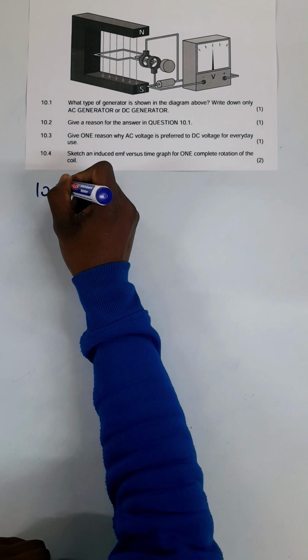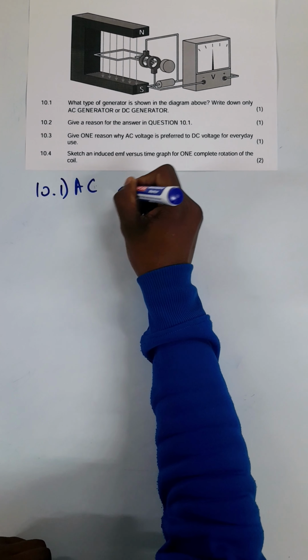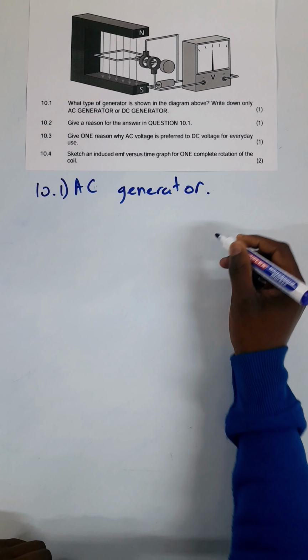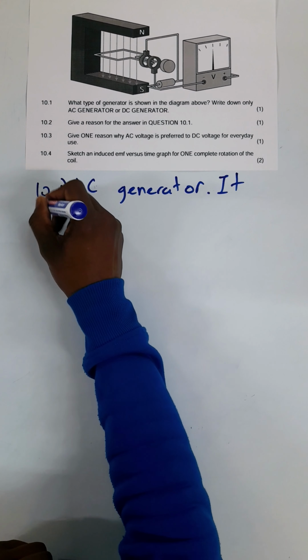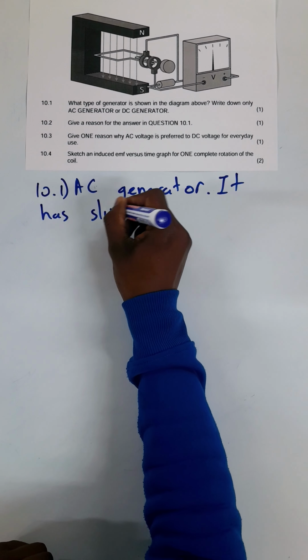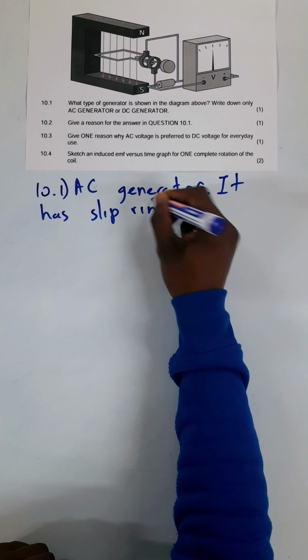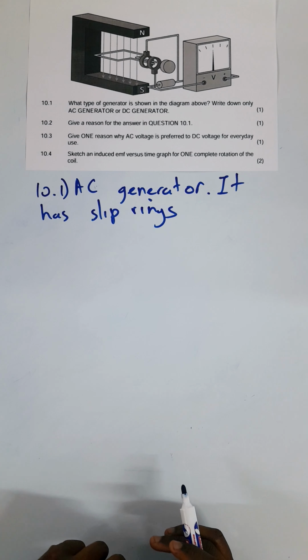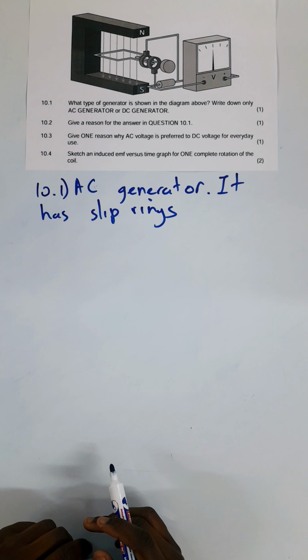So this is an AC generator. It's an AC generator. Why? Because it has slip rings. Those are slip rings there, not a split ring commutator. We have slip rings there.